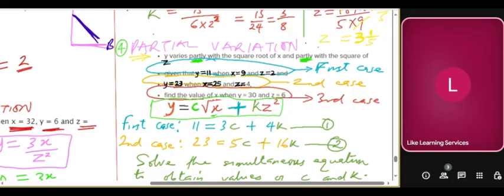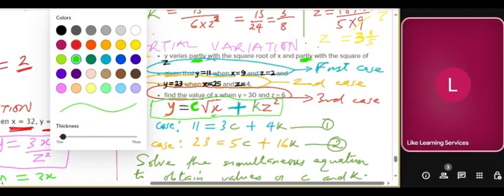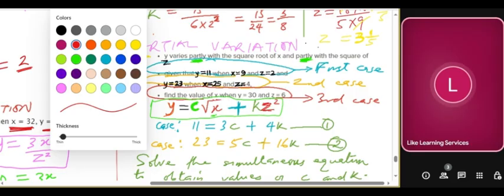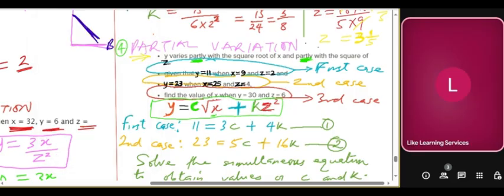I'm just telling you, you write out the equation. The equation is y varies partly with square root of x. So you see square root of x, you introduce the constant of proportionality c for the first one, and partly with square of z. Also you have z squared here. You also introduce another constant of proportionality, because there are two different constants of proportionality in this case, k. c and k, you can use any letters, you know. Is it making sense? Yeah, it is.